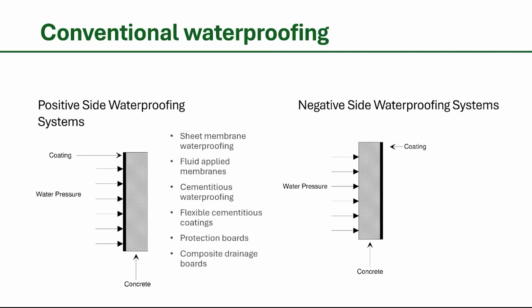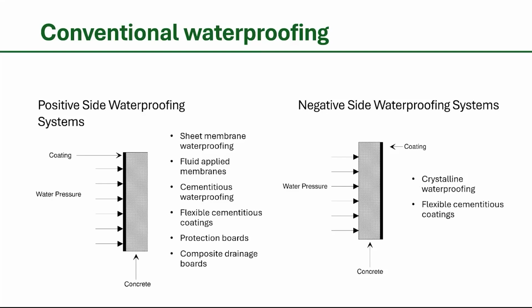So for positive waterproofing systems, we're going to use sheet waterproofing membranes, fluid applied membranes. We can use flexible cementitious coatings, and those coatings are always going to use protection boards and composite drainage boards to protect the membrane from the backfill. When we're talking about negative side waterproofing systems, our options are more limited. They are always going to be crystalline waterproofing, which can be applied as a slurry coat, or flexible cementitious coatings.